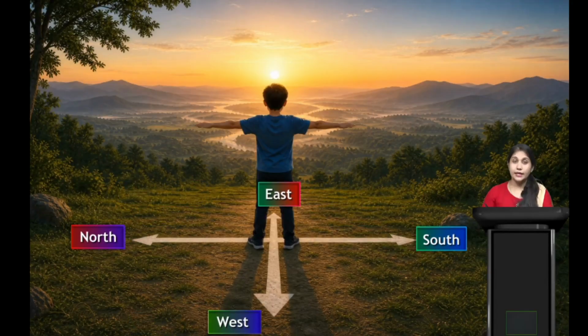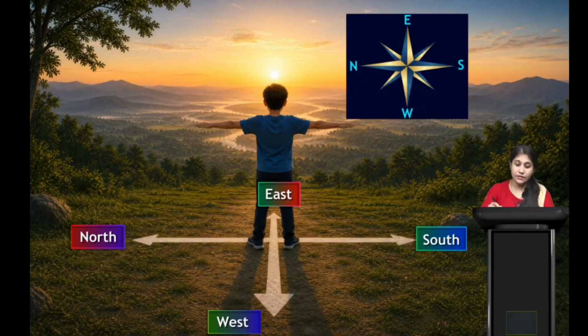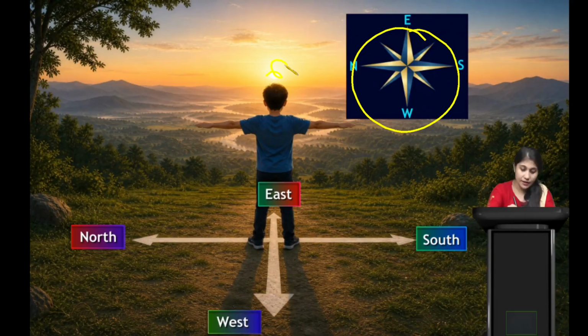Okay, see here the east, west, north, south. Then this one is what? This one is a magnet. So even in the magnet we can indicate the directions. Suppose on this side the sun rises. So if we stand towards the rising sun, this position will be east.